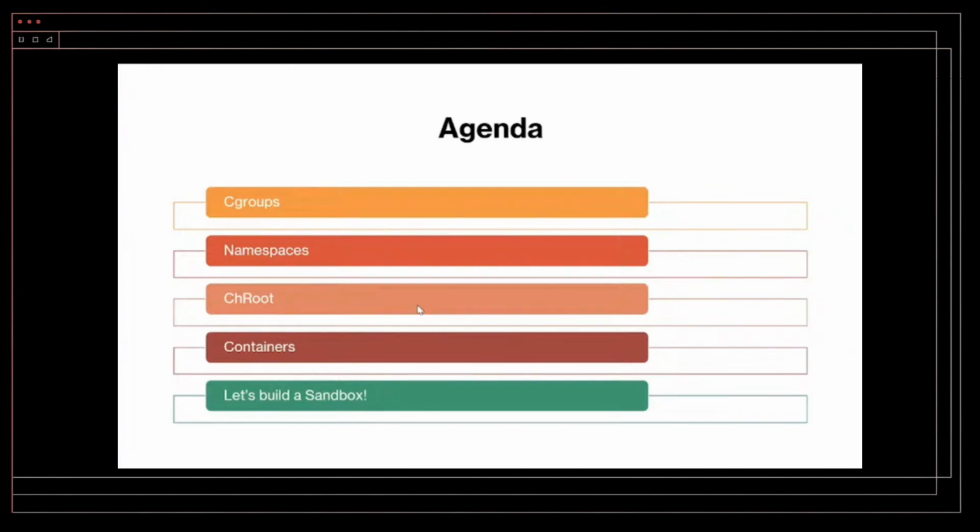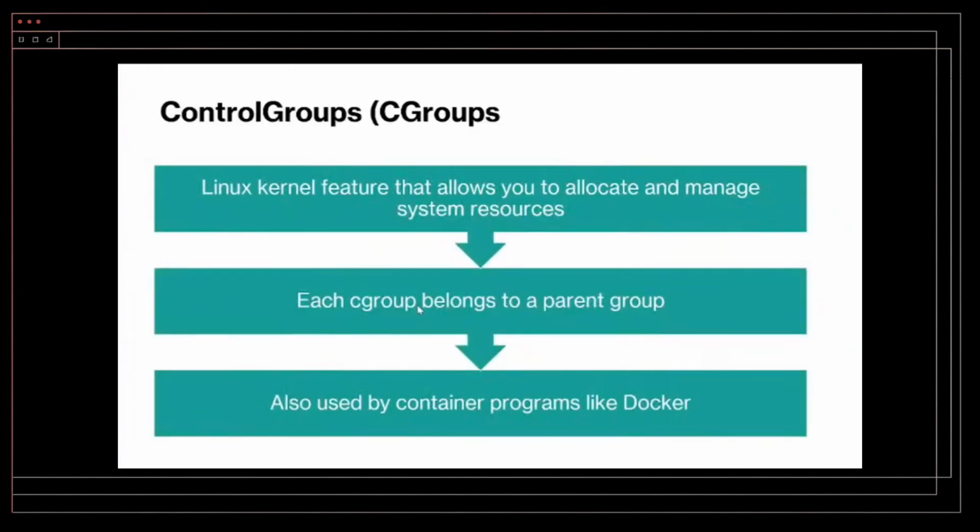So let's start with C groups first. C groups, otherwise known as control groups, are a Linux feature that allows you to allocate and manage system resources. Each control group belongs to a parent group. It's also used by container programs like Docker.